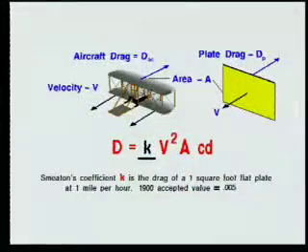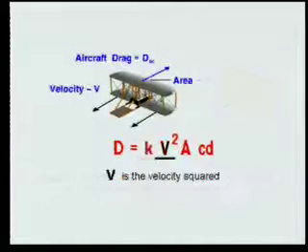The first factor in the equation, K, is called the Smeaton's coefficient. It's a factor that was developed in the late 1700s as a reference pressure value, and it's equal to the drag on a 1 square foot plate pulled through the air at 1 mile per hour. V is the velocity. It's a special velocity called the relative velocity. So that's the difference between the air going over the wing or the wing going through the air. Those are sort of the same thing.